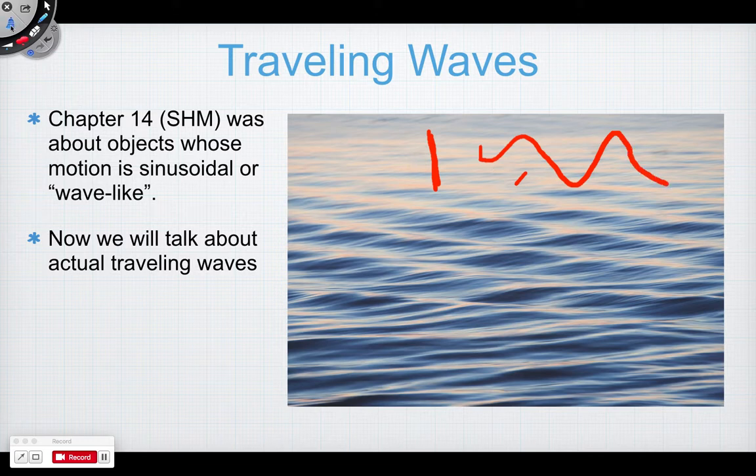So in this case, we are going to be looking at actual things that move like waves, like a wave on a string or an ocean wave or something else like that. These are actual waves, and you look at them, they are actual sine waves.